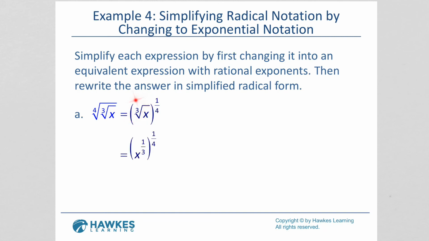And then we're going to take the cube root of x and use rational exponents for it. That's x to the 1/3 to the 1/4, which is x to the 1/12, which is the 12th root of x. We came up with that because 1/3 times 1/4 is 1/12. Remember, here we multiply our exponents together.